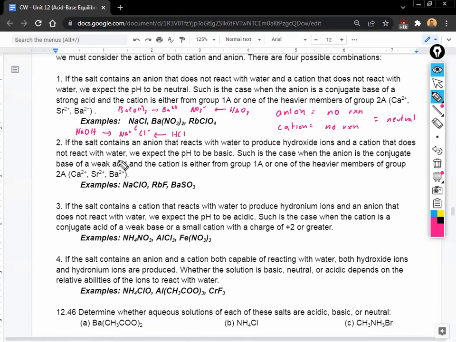Okay, next we have salts that have anions that react with water and cations that do not react with water. So in this case, we have an anion that reacts with water, and the cation has no reaction. Another way you can think about this is if the anion is the conjugate base of a weak acid, and the cation is the conjugate acid of a strong base. If this happens, it's going to make the solution basic, because the anion will react with the water, making it basic, but the cation is not going to do it.